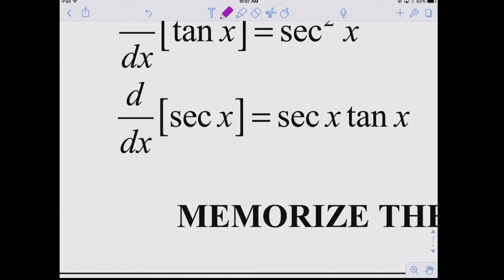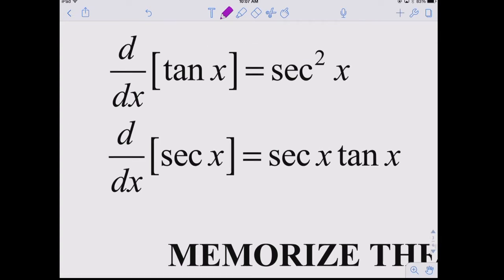What's the derivative of secant? Secant times tangent. These are the two that students tend to get confused. They sometimes want to say the derivative of tangent is secant times tangent, but it's not. The derivative of tangent is secant times secant, if you want to think about it that way, right? Or secant squared. The derivative of secant is secant times tangent.